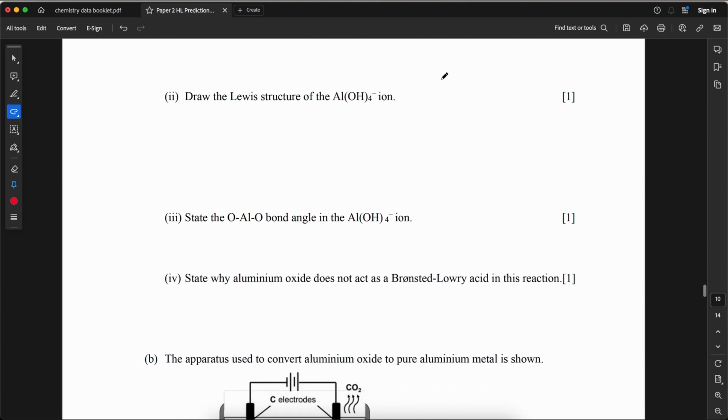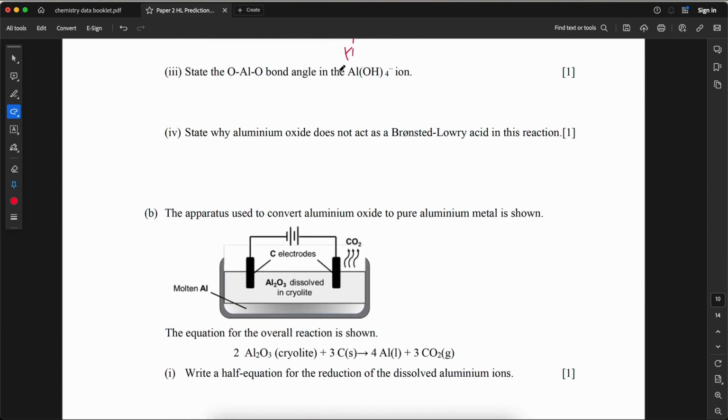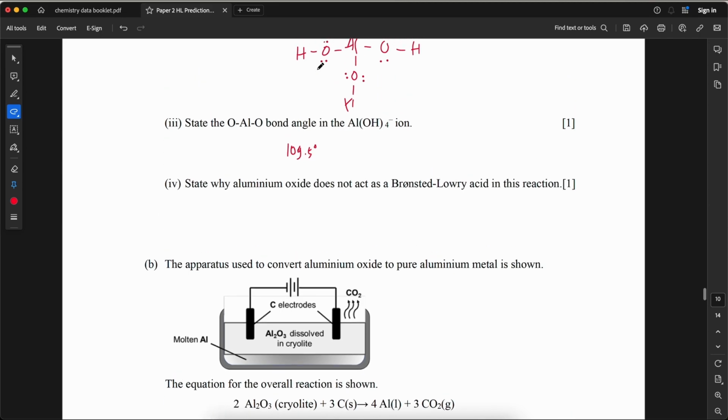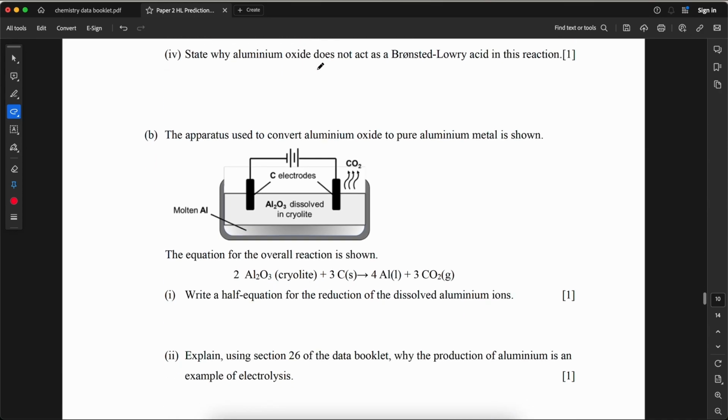Draw the Lewis structure of the Al(OH)4 minus. That would be okay. State the O-Al-O bond angle in the Al(OH)4 minus. It will be 109.5 degrees because it has 4 domains, so it is tetrahedral and the bond angle is 109.5 degrees.